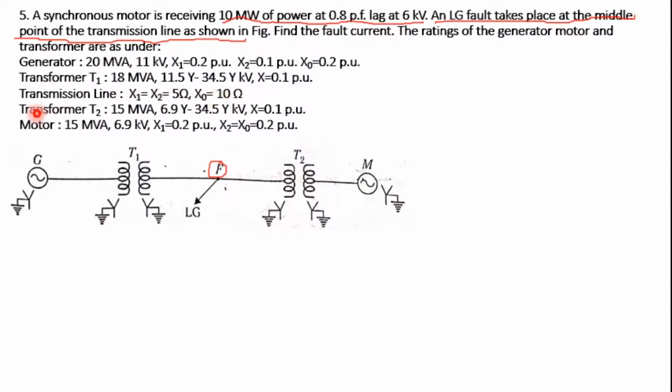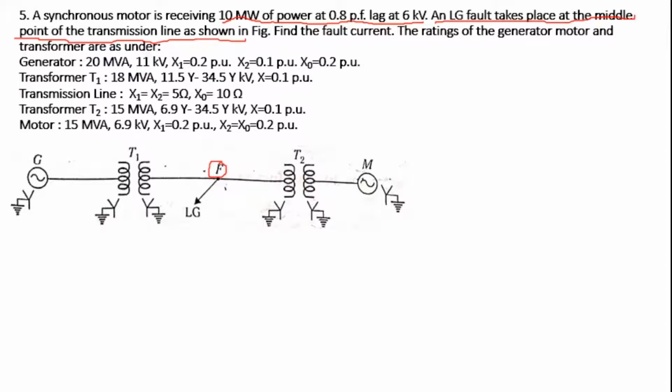And for the transformer T2 it is 15 MVA, 6.9 star to 34.5 star kV, x value is 0.1. Similarly for the transformer T2, x1 is equal to x2 is equal to x0, that is equal to the x value. The motor is 15 MVA, 6.9 kV, x1 is 0.2, x2 and x0 values are 0.2.